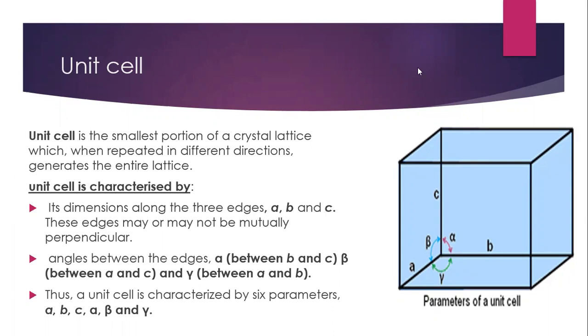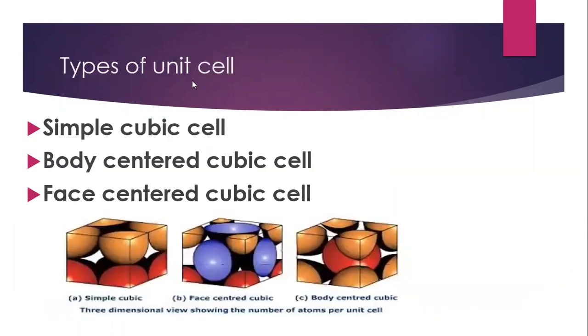Now next, types of unit cell. Unit cells are of 3 types: simple cubic cell, body centered cubic cell which is called as BCC, and face centered cubic cell which is called as FCC. So I have just taken the structure of simple, BCC and FCC. In this structure we will see how the atoms are present inside the unit cell and what is the number of atoms present inside the unit cell. So we will see one by one.